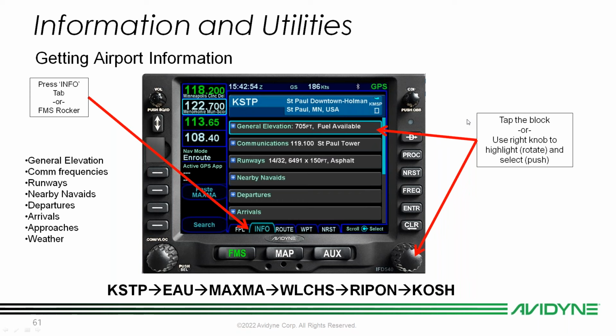But here's what we're going to see, right? We're going to see a number of different blocks for general elevation, comm frequencies, runways, nav aids, departures, arrivals, approaches, and weather. Now, how do we expand those? A couple different ways. We can either tap on that block to expand it with the touchscreen, or if we're not using the touchscreen, we're going to use the right knob to highlight, and to select it, we push that knob to expand those different blocks on our info tab.